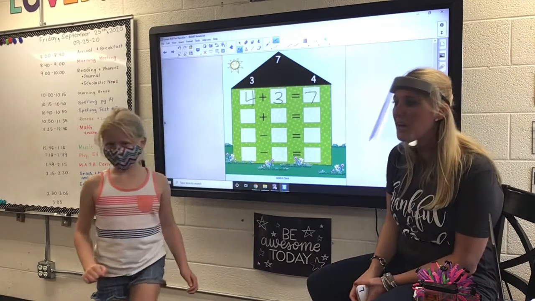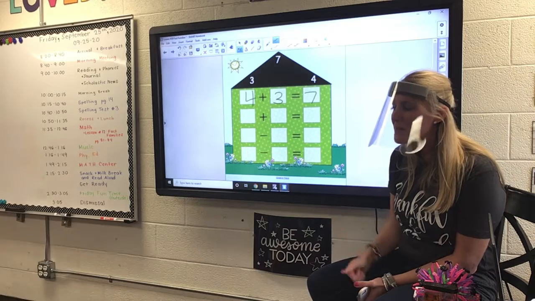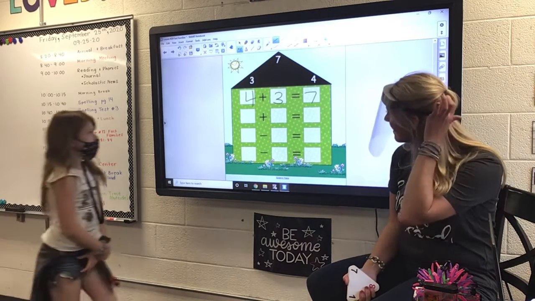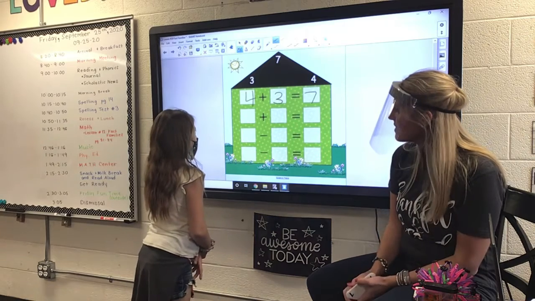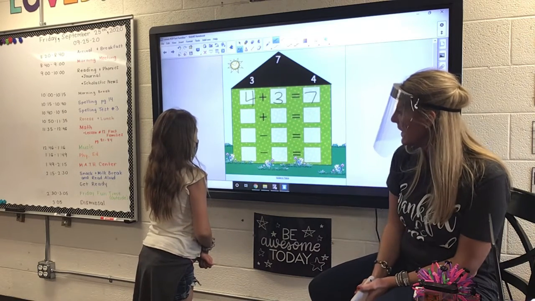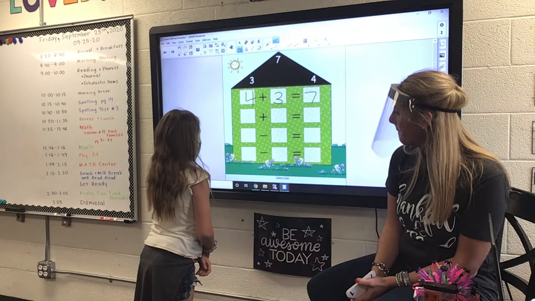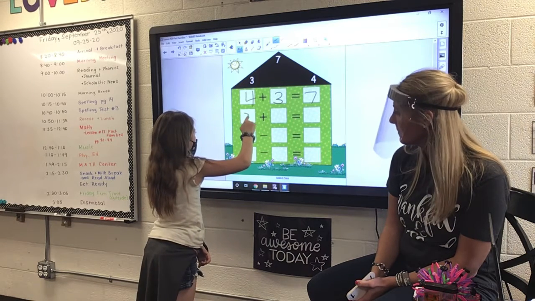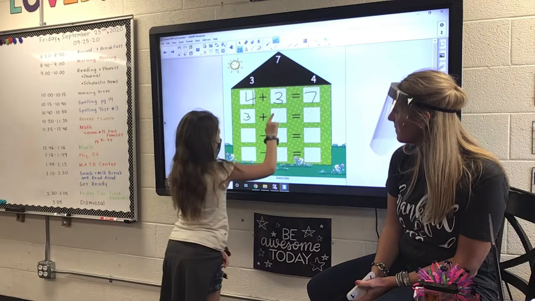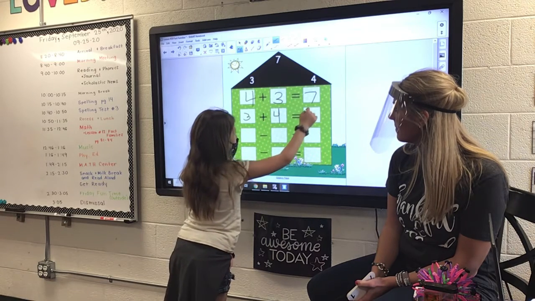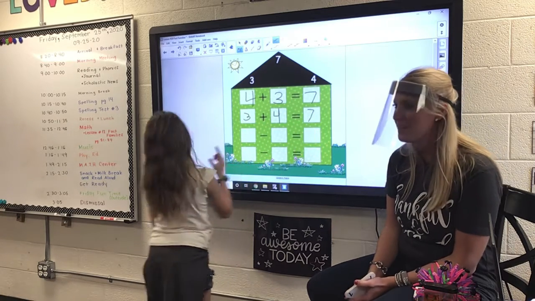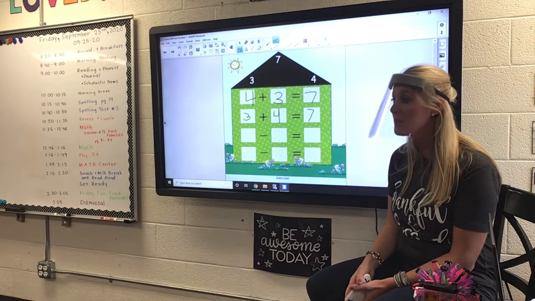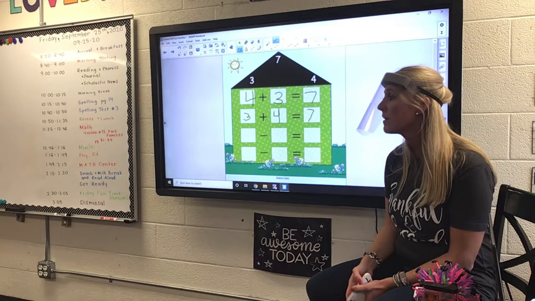Good job. All right, Libby, I can see your thumb up and you're sitting so quietly. Can you give me the other addition sentence? Switch around your brother and sister. Good job, Libby. So here's our other addition sentence. Now we need to do a subtraction one.